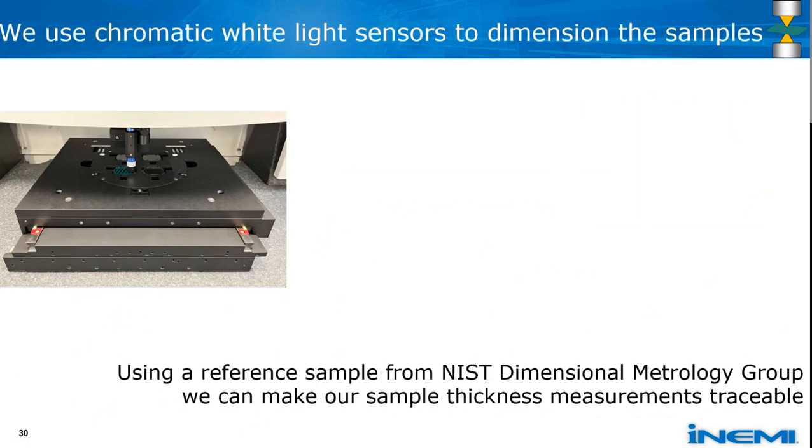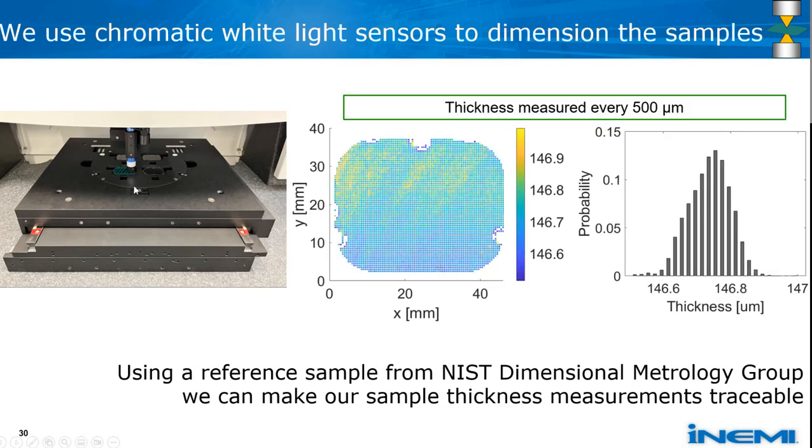As far as dimensioning the samples, we use chromatic white light sensors. Basically, we have a sensor on each side above and below the sample. And we can use the focusing of different wavelengths of light to determine the displacement from each sensor to its respective sample surface. So if you can find the top surface and the bottom surface, and you know how far apart your sensors are, you know exactly how thick that sample is. And then we can use this stage that translates so that we can measure these samples at regular intervals. This blue sensor head is just the top of these two sensors that I was just talking about. And we can make these measurements at 500 micron spacings.